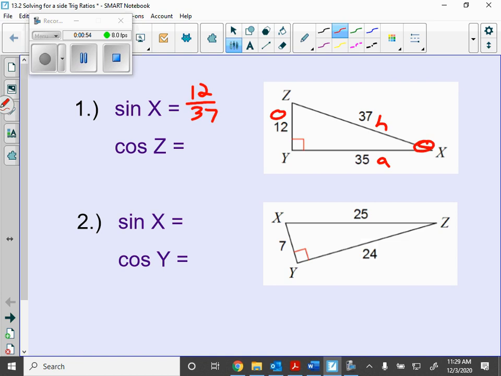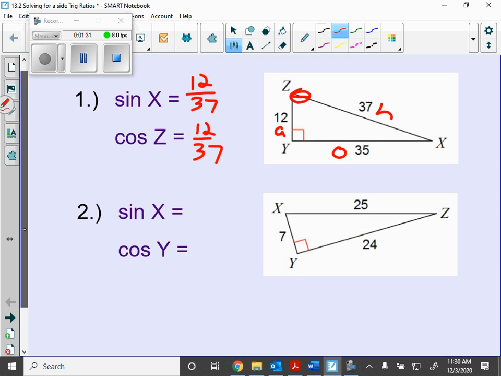Now, cosine of z. To change the angle on me, I need to redo my O, my A, and H, and theta. Now we're coming from z. My H is still the same. What's my adjacent? Is it 12 or 35? 12, because it's right next to it, and 35 is opposite, it's away from it. So adjacent over hypotenuse is cosine. So what over what? 12 over 37. I'll explain this in just a second. Both of these are going to match.